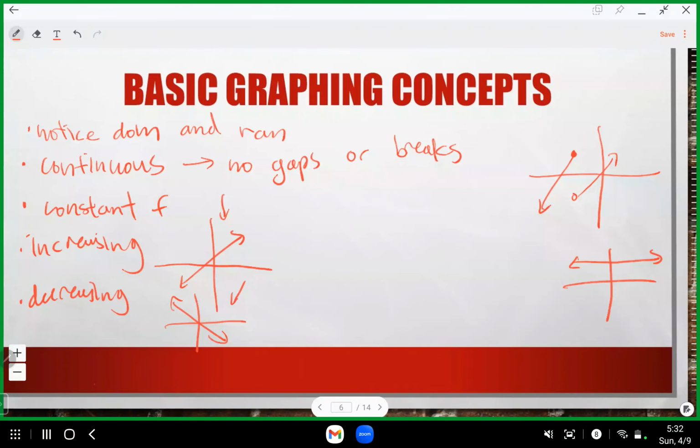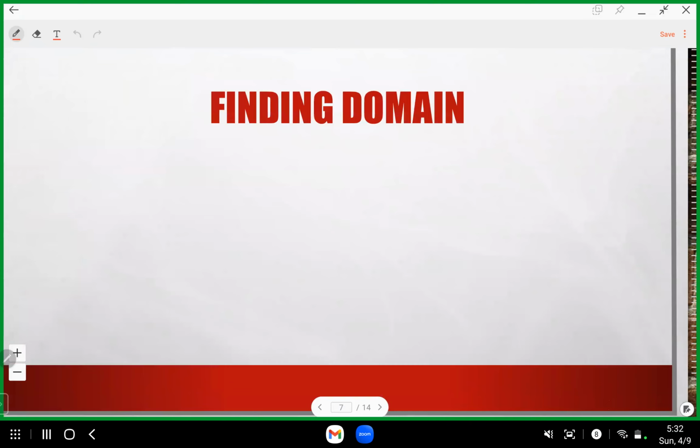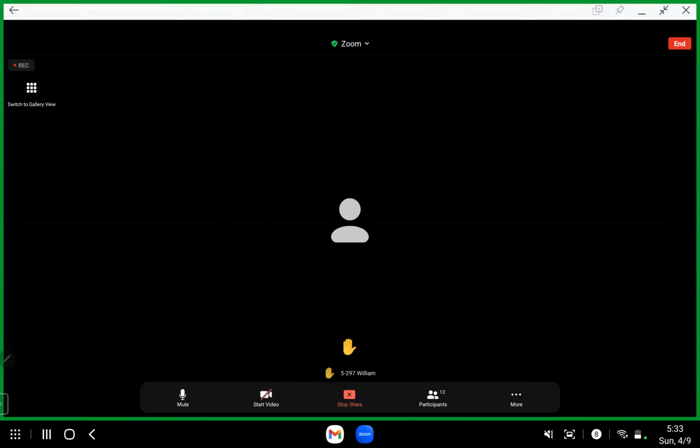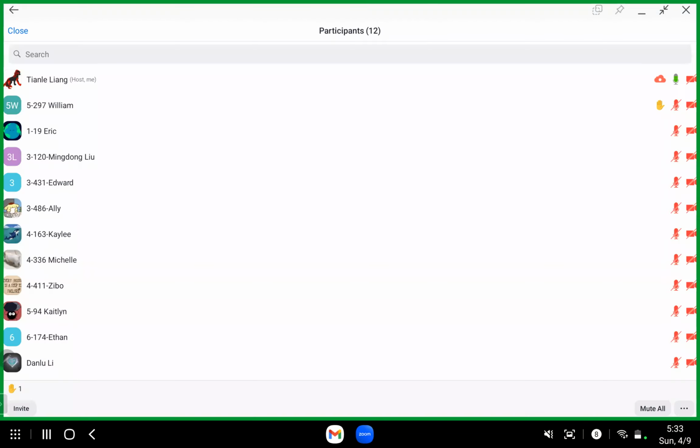So let's go over finding domain again, because we might need to use it later on. When you find the domain of a function, let me just give you an example: 2x squared minus 8 over 9 minus x squared. I'm pretty sure some of you have done this. So William, yes, William, would you like to volunteer to help me solve this? How would you find the domain?